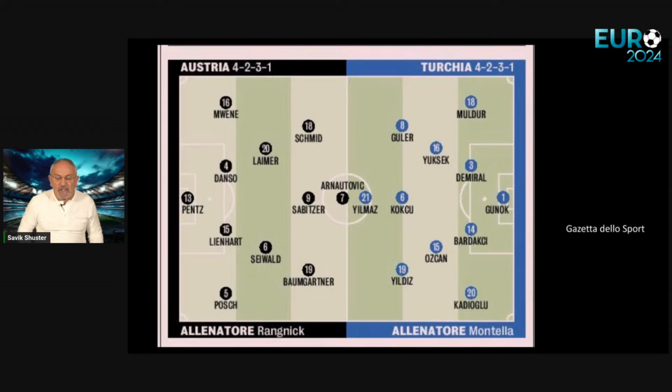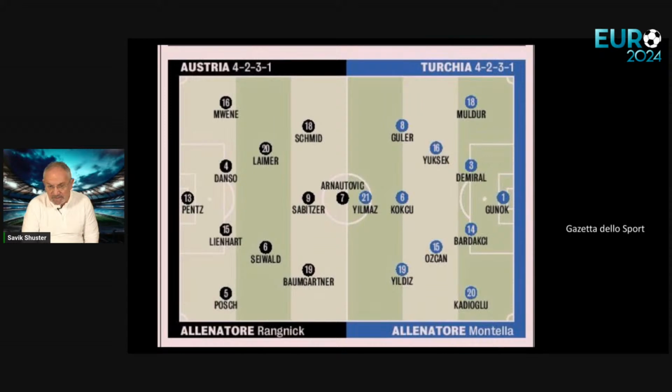Now our Kate is going to show it. Here we have... So what do we expect? We expect Posh is playing right hand, Vene is playing left, Danso and Linhart are playing in the center, Leimer and Siewald are very good midfielders, really very good midfielders. So it's 4-2-3-1. Schmidt, Sabitzer, and Baumgartner.